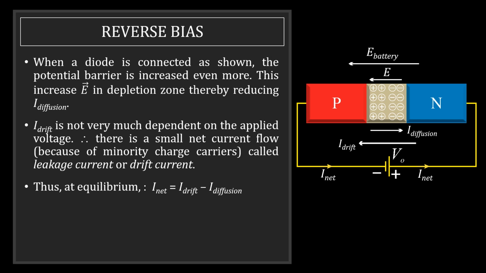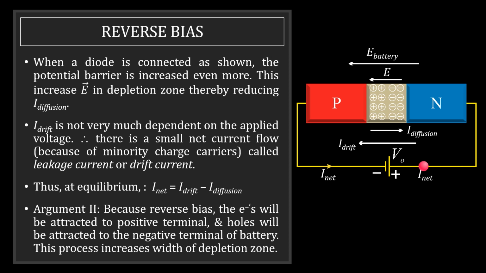What will happen is that the electrons on the N side will be attracted to the positive terminal of the battery and holes on the P side will be attracted to the negative terminal of the battery. This will increase the width of the depletion zone.